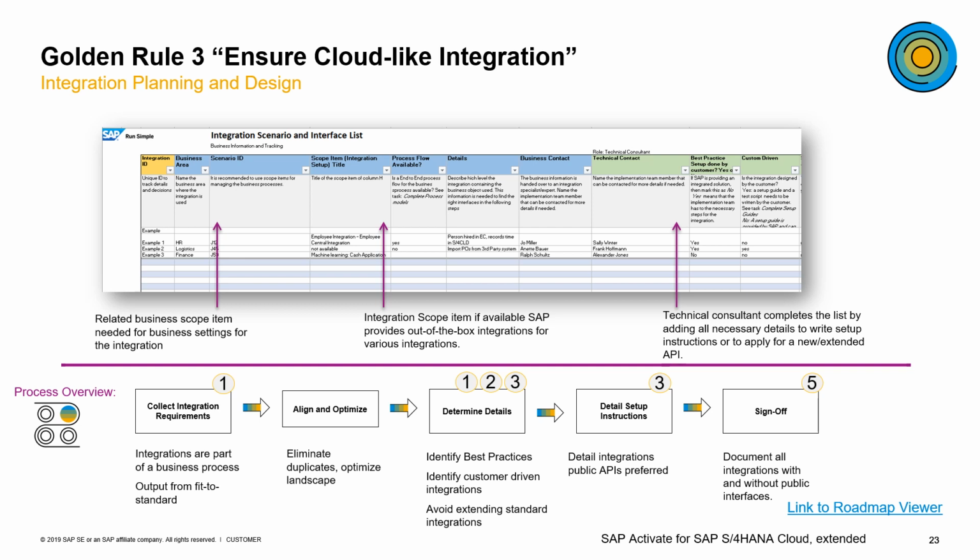The third golden rule is to ensure cloud-like integration. In terms of integration, the process is defined at the bottom. We do have a more traditional approach. Customers can use pre-delivered integration that SAP ships. Cloud mindset really separates the custom code from the core application.